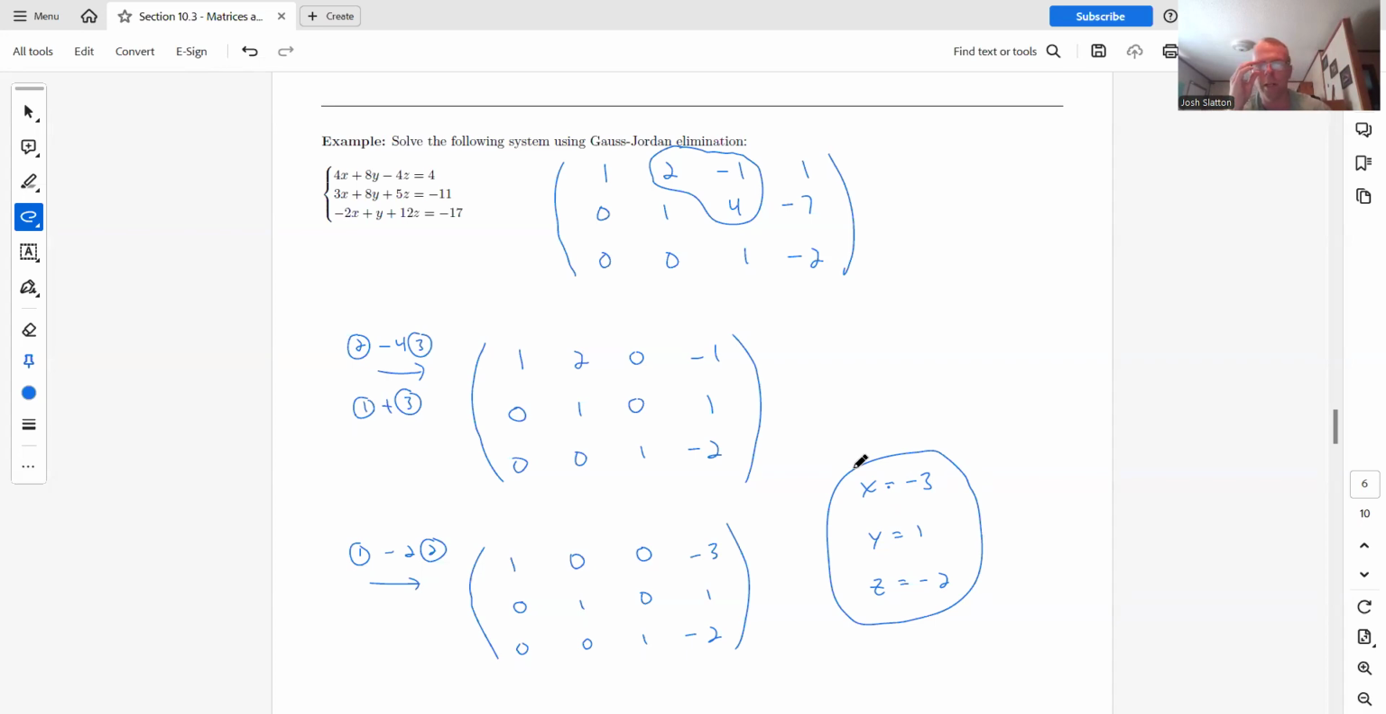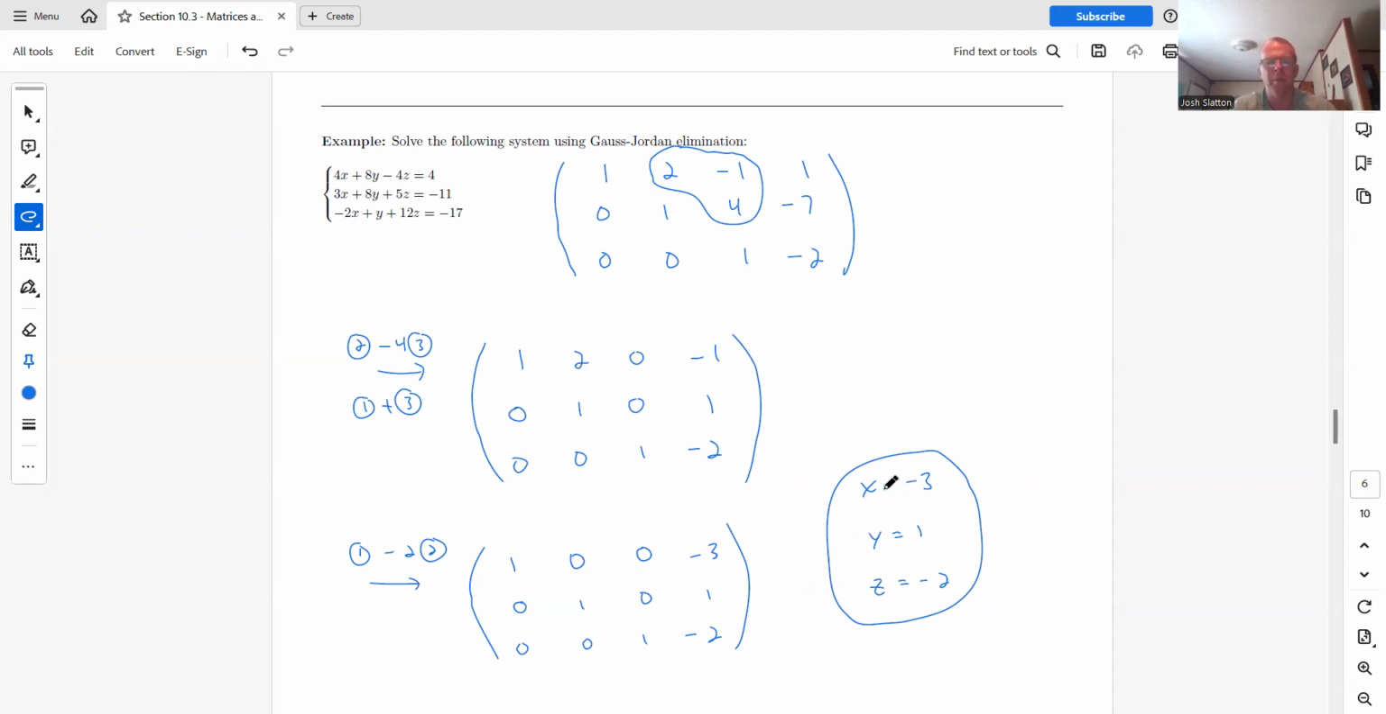And so you can see it's a couple more steps, but I guess it's the same amount of work. It just kind of depends on your preference, if you want to do this extra part with the matrix, or if you want to get to this part and then do a back substitution.